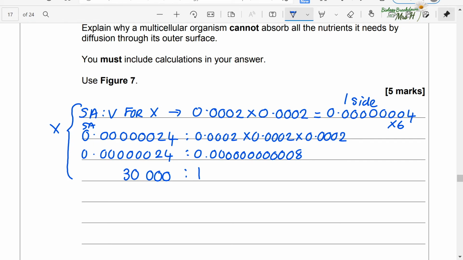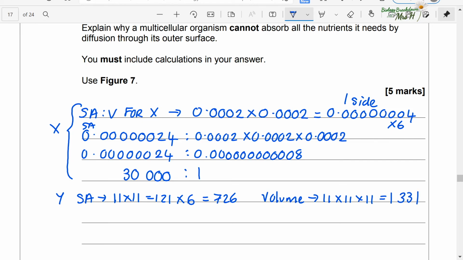But anyway, for Y it's much simpler, we've been given the measurement 11. So we know 11 times 11 is 121. That's going to give us the area of one side of the cube. Then we times it by 6. That gives us 726. And our volume is 11 times 11 times 11, which is 1,331. So there we go, 726 to 1,331. Now we need to find out how many times bigger that surface area is than the volume. So we divide 726 by 1,331. And look at that, the surface area is actually less than the volume.